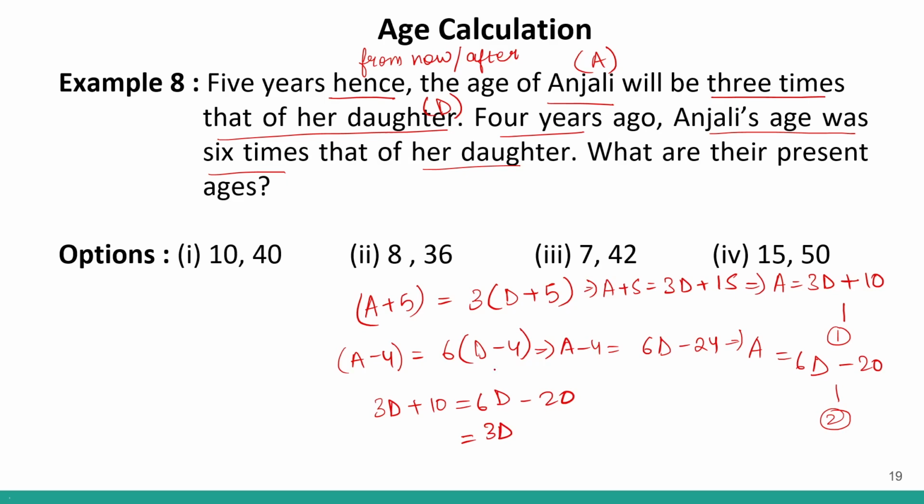And if I take 20 this side, it will be positive. So 20 plus 10 will be 30. So D will be 10. This is the age of daughter. Okay. And A's age we can simply find out.